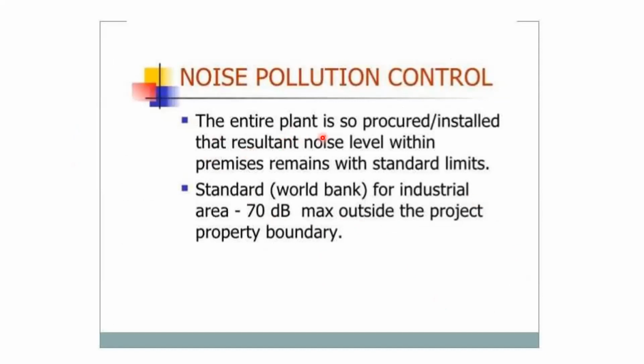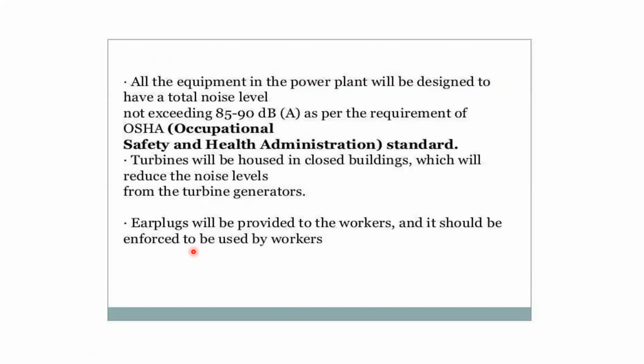Noise pollution control: the entire plant is installed so that the resultant noise level within the premises remains within the standard limits. What are the standard limits? The standard for an industrial area is 70 dB maximum outside the project property boundary. So around 70 dB is allowed; if it is more, then you will say there is noise pollution. All the equipment in the power plant will be designed to have a good noise level, not exceeding it.